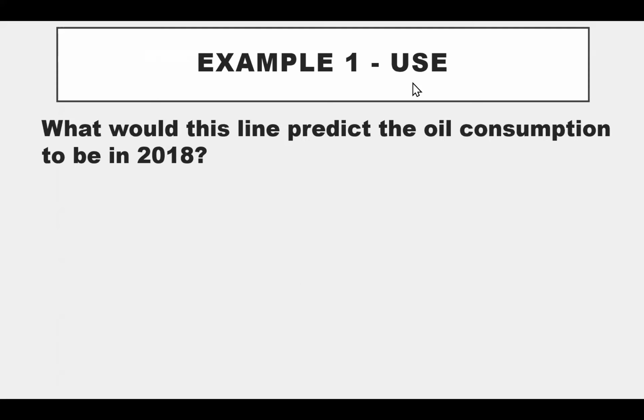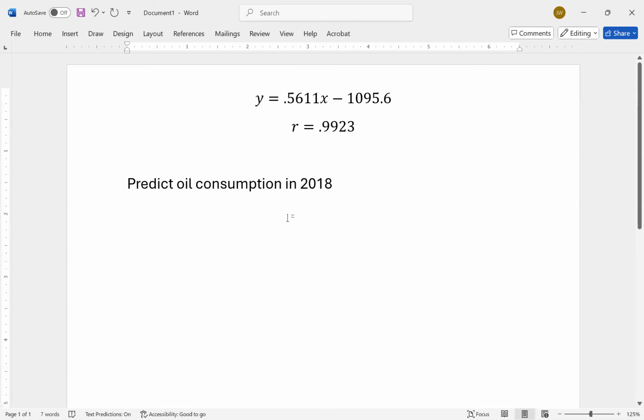Now, once we have that line, we can use it in the exact same way that we used our lines before. So we could say, once I know this line, which we got from technology, what would this line predict the oil consumption to be in 2018? When we do that prediction, all we have to do is plug in 2018 into our X. Our X was the year, if you recall.